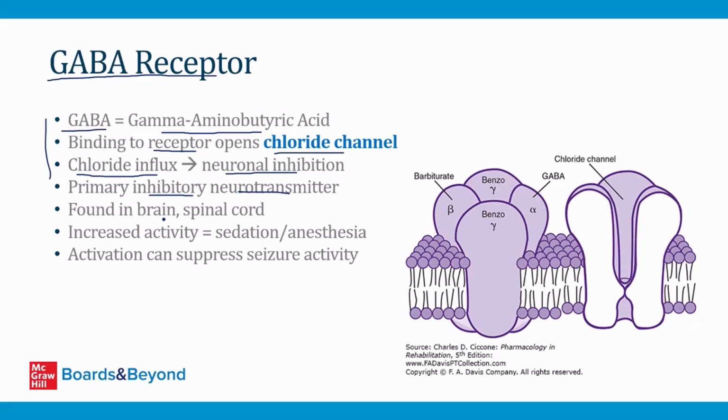You can find GABA receptors throughout the CNS, in the brain and the spinal cord. And anytime there's more activity of the GABA receptor, you get sedation and anesthesia. And one of the things this can do is suppress seizure activity.